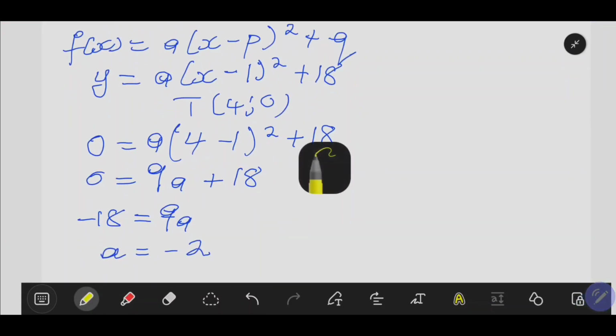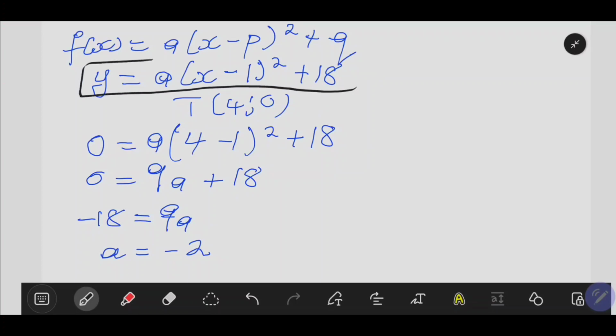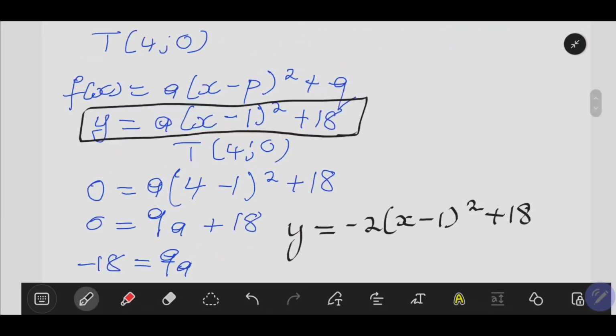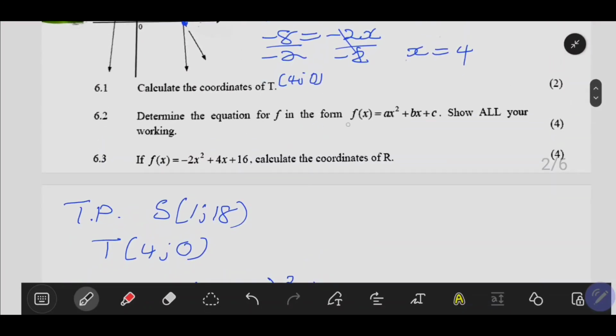After you find the value of a, it means you go back here and substitute the value of a. So now our equation is y equals, then the value of a is negative 2, then x minus 1 all squared plus 18. Remember, they wanted the formula in this form.